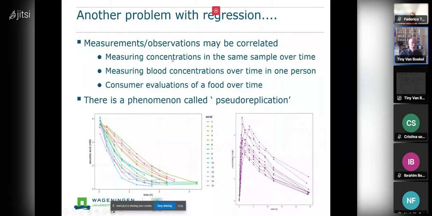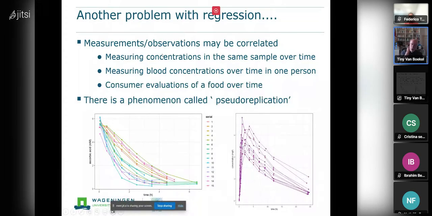So if you measure concentrations or number of microorganisms in the same sample over time, you are probably faced with correlation between the measurements. And if you remember my lecture of yesterday, one of the conditions for regression was that the measurements and the errors should be independent, and they are not. And the same goes if you ask consumers about the food, for instance, to test the shelf life, and you use the same consumer, these measurements will be correlated. So that is a big problem that is not always realized.